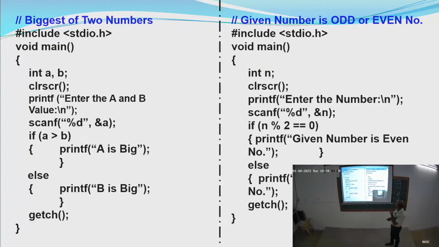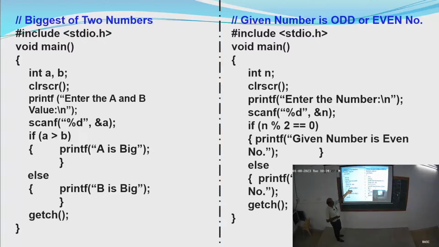This is an example of some programs using the control statements: biggest of two numbers, and whether a given number is odd or even. Here the logic is we have to compare these two values using the relational operator A greater than B. If A is greater, we will print A is big. Otherwise, B is big. If the condition is true, it will execute here. If the condition is false, it will execute here.